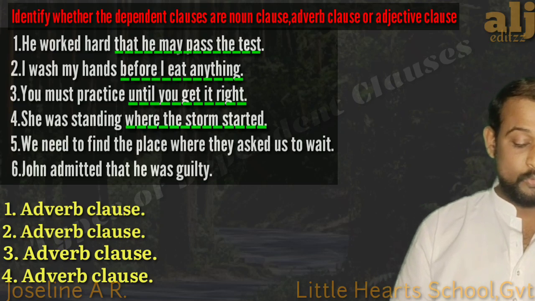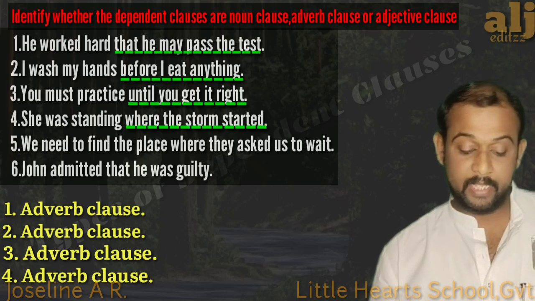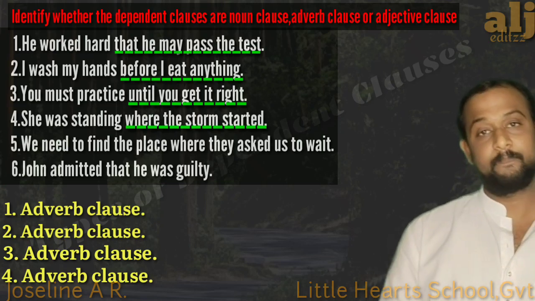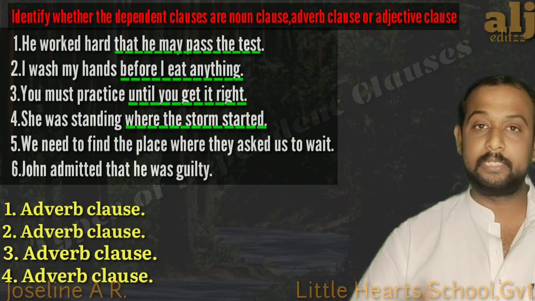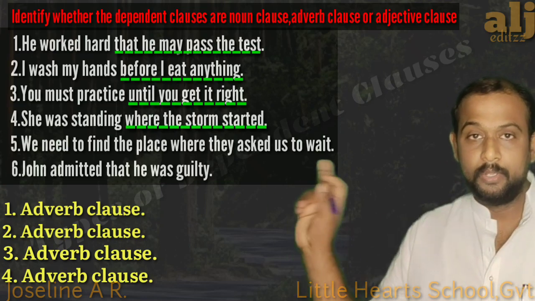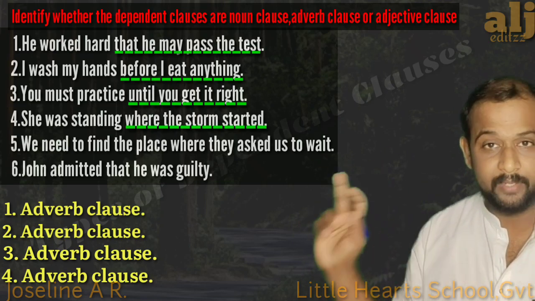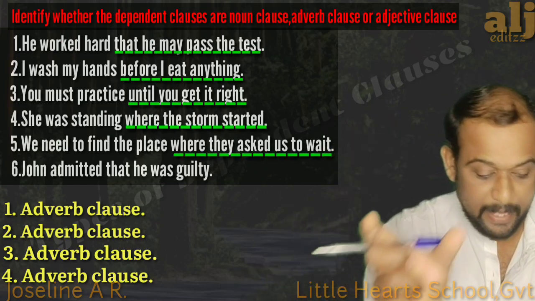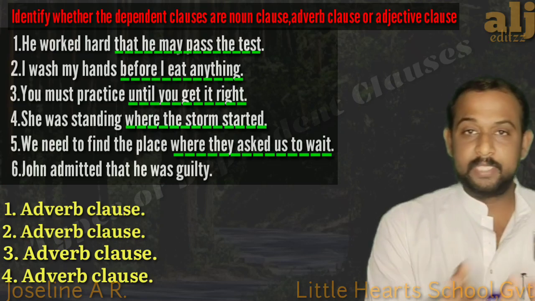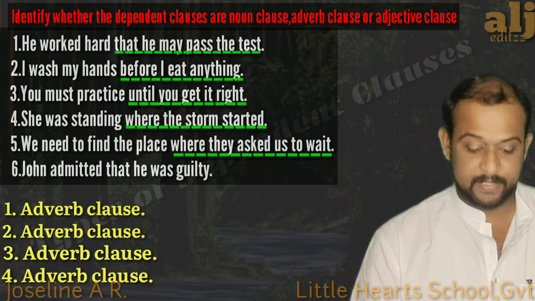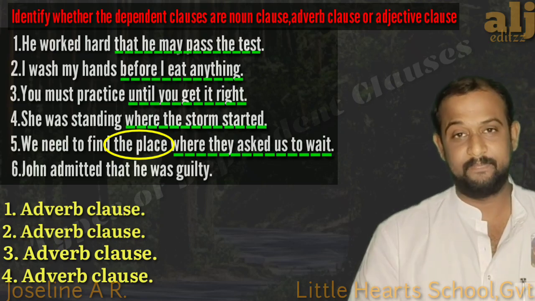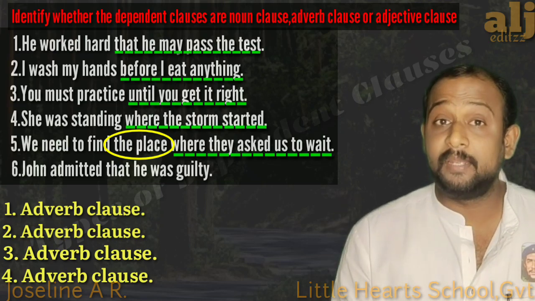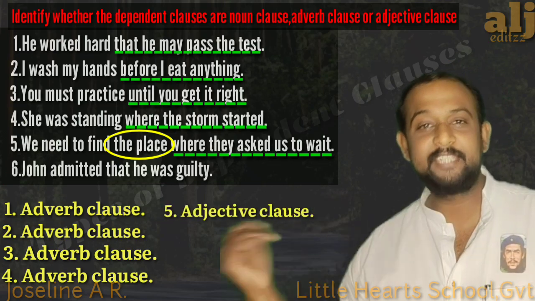See the fifth one. We needed to find the place where they asked us to wait. Here, what is the subordinate clause, I mean, dependent clause? You first identify the subordinator. That is "where". Okay. "Where they asked us to wait" is the subclause. The main clause is "we needed to find the place". You see, the subclause describes the place where they asked us to wait. It describes the place, which is an antecedent. When a clause describes the antecedent, it is known as an adjective clause. So this is an adjective clause.